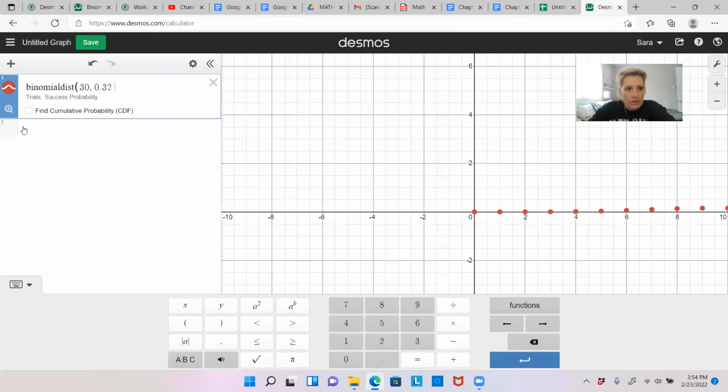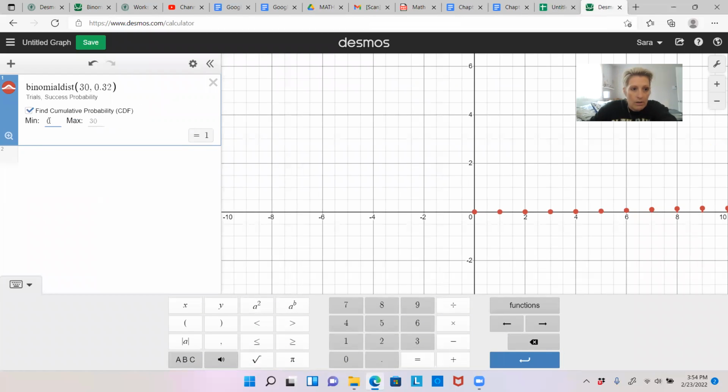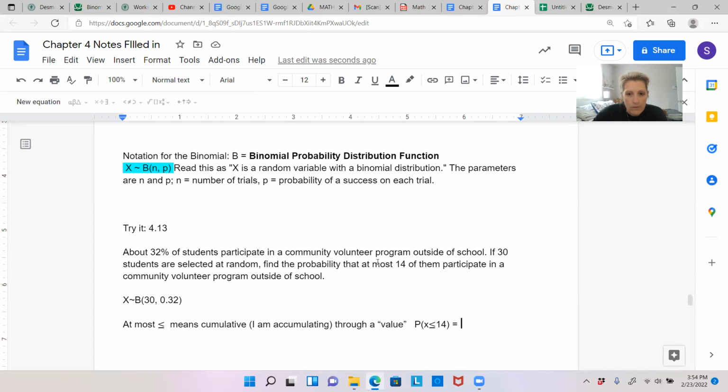So in Desmos, we're going to click on this box here that says find cumulative, and we're going to go from 0 as our minimum up through 14. And so our probability is 0.9695. Let's highlight this right here.